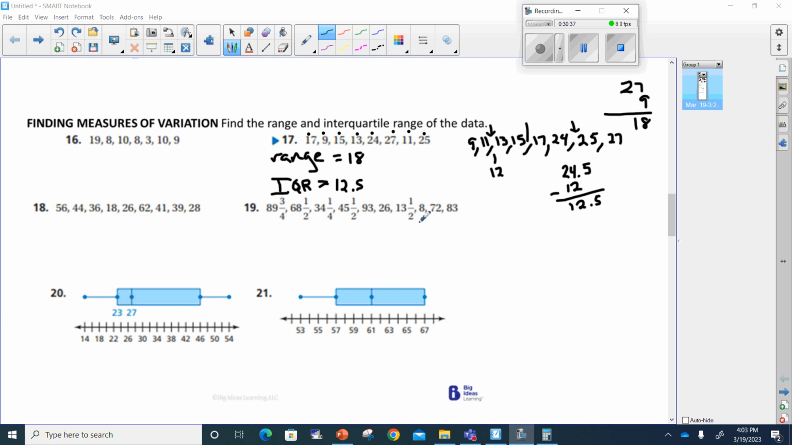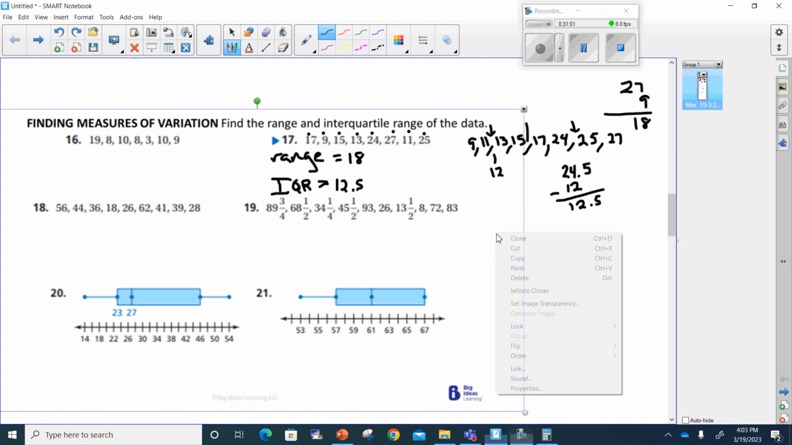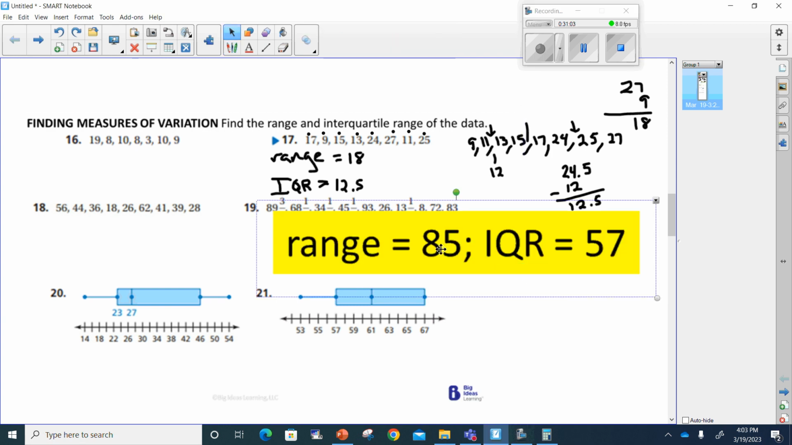All right, number 19 is next. There's a lot of numbers here. You know, you're supposed to put them in order from smallest to biggest. Again, you'll take the biggest number minus the smallest number. The biggest number looks like to be 93. And the smallest number looks like to be 8. So when I take, let's see, 93 minus 8, it'll give me 85.